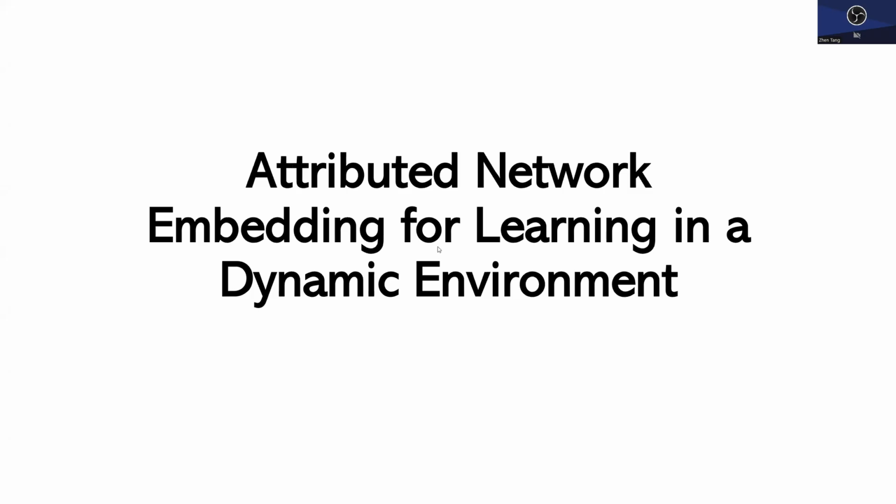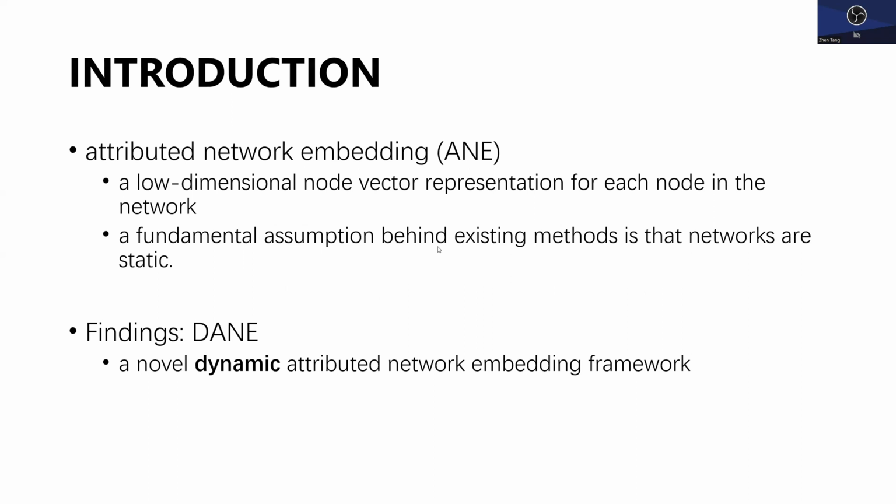Hello, today I will do a presentation about the paper Attributed Network Embedding for Learning in a Dynamic Environment. Network embedding leverages node proximity manifested to learn a low-dimensional vector representation for each node in the network. Given a graph G, where each node is associated with a set of attributes, attributed network embedding maps each node V to a compact vector, which can be used in downstream machine learning tasks.